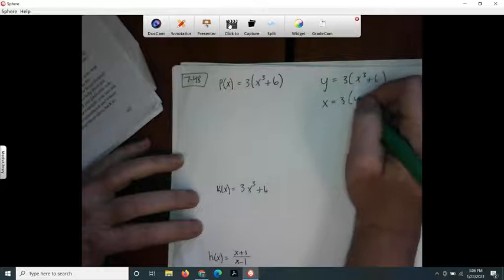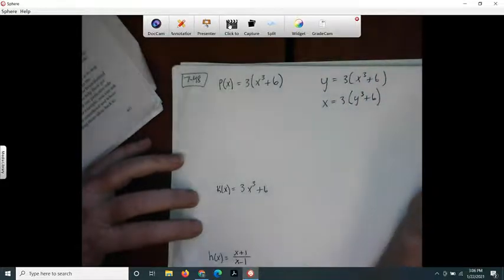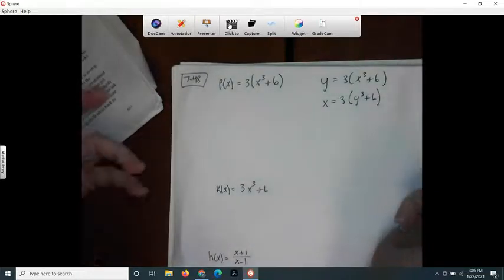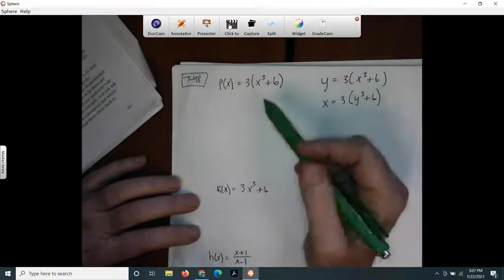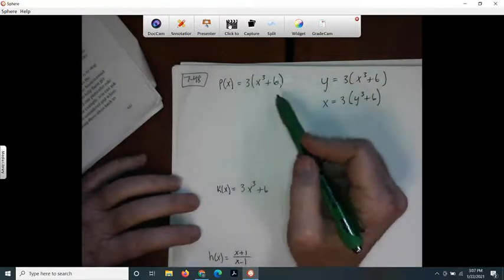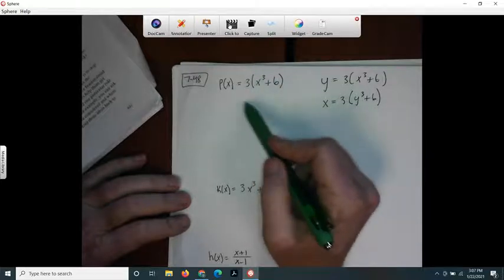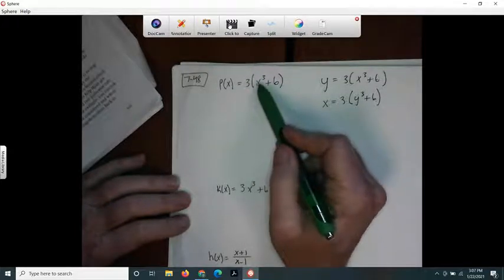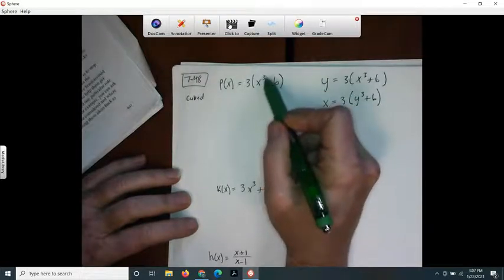There's kind of a more common sense way of doing it, and that's what they introduced in your book when they were talking about wrapping a present and unwrapping it. You can list what happened to x. I see that they started with an x, and then they cubed it, and then after they cubed it, they added 6, and then they multiplied by 3.